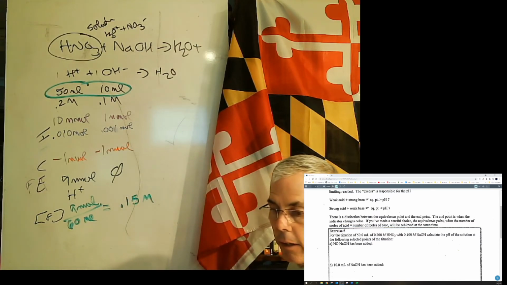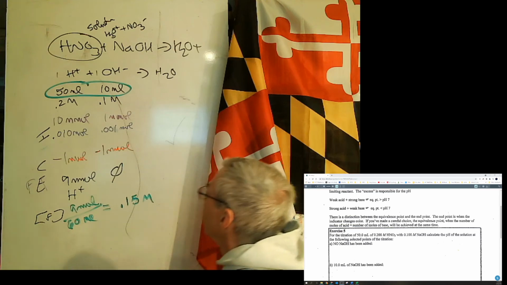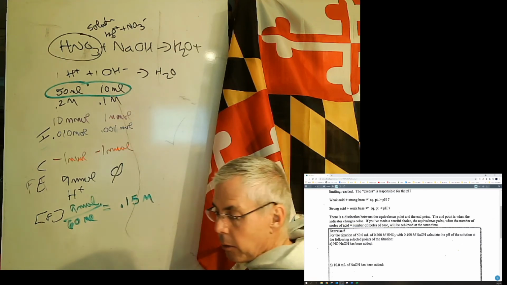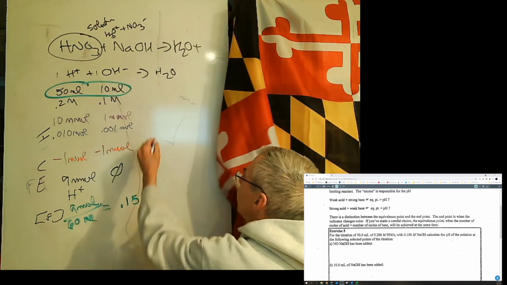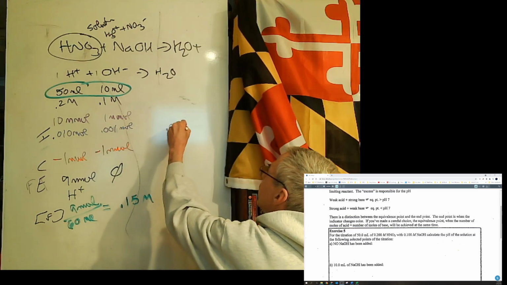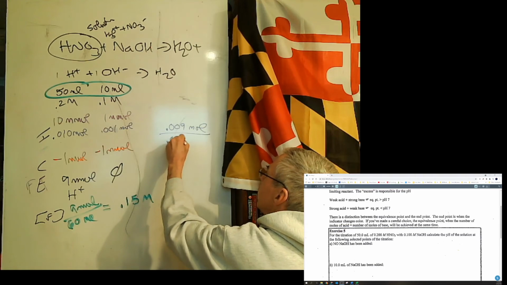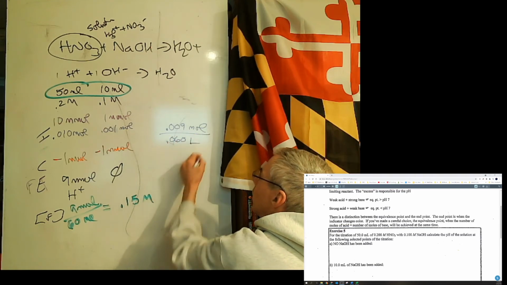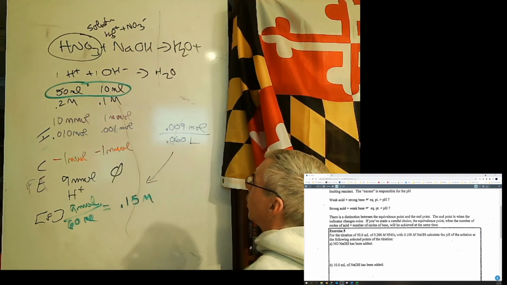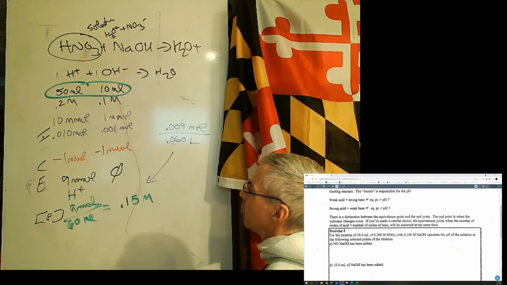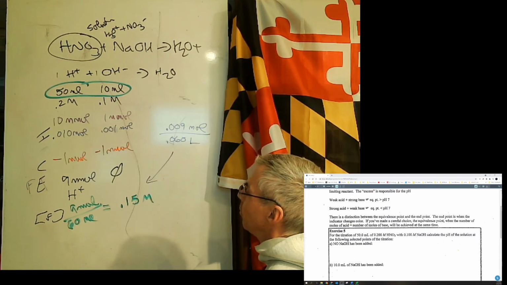Now, had I done it the other way, had I worked with moles, let's do it in blue, I would have had 0.009 moles in 0.060 liters, which is the same thing. It's just divided everything by 1,000 to work in moles instead of millimoles.